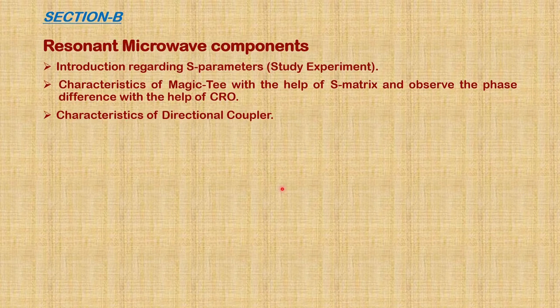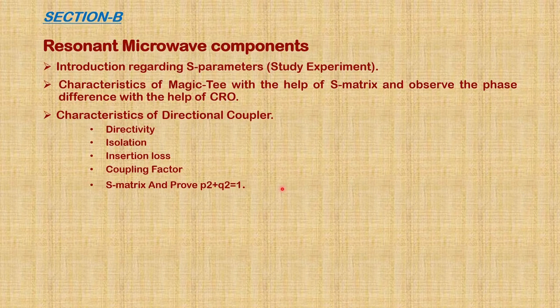And we are going to calculate directivity, isolation, how much insertion loss we are getting, and what the coupling factor is, and how to represent the values in the S matrix. And we are going to prove that P square plus Q square equals 1.